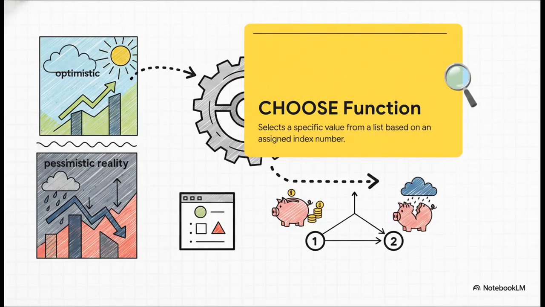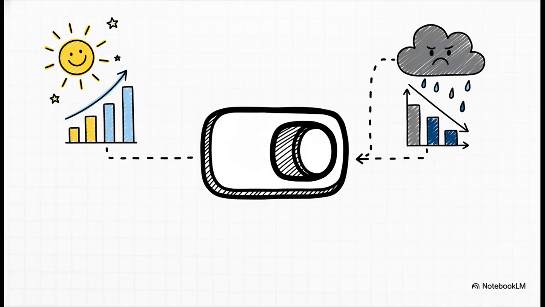Now, how do we seamlessly toggle between these optimistic and pessimistic realities without having to rewrite our entire model? We're going to use a seriously brilliant tool, the choose function. Think of this as the engine of our dynamic model. It literally does exactly what it says. It chooses a specific value from a list you provide based entirely on a simple index number. Here is exactly how the syntax plays out.